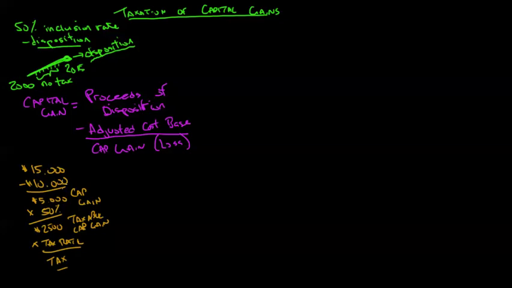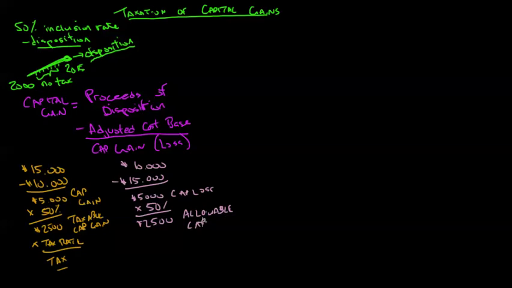Now we can flip that around, and we can see what happens if you sold something for $10,000 when you had paid $15,000 for it. Well, then you would have a $5,000 capital loss. Once again, we apply the 50% inclusion rate to that capital loss, and we have a $2,500, what we properly refer to as allowable capital loss.